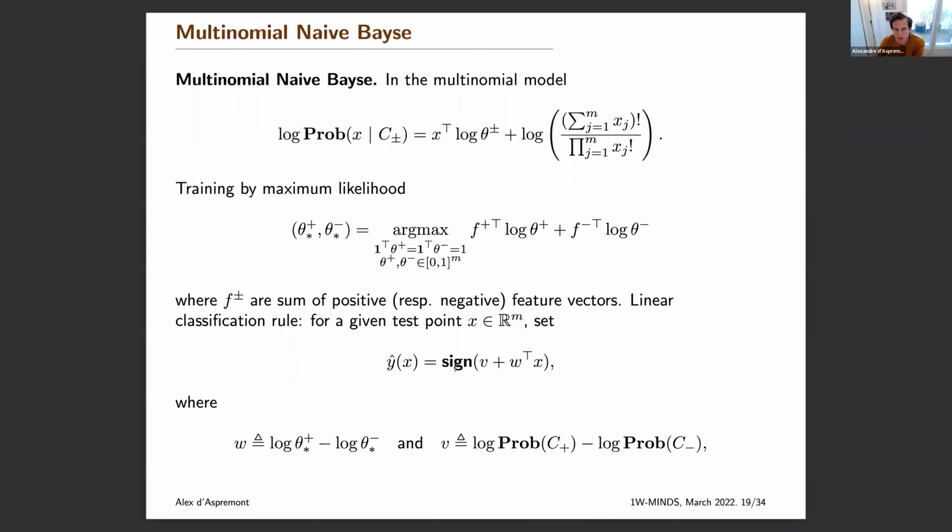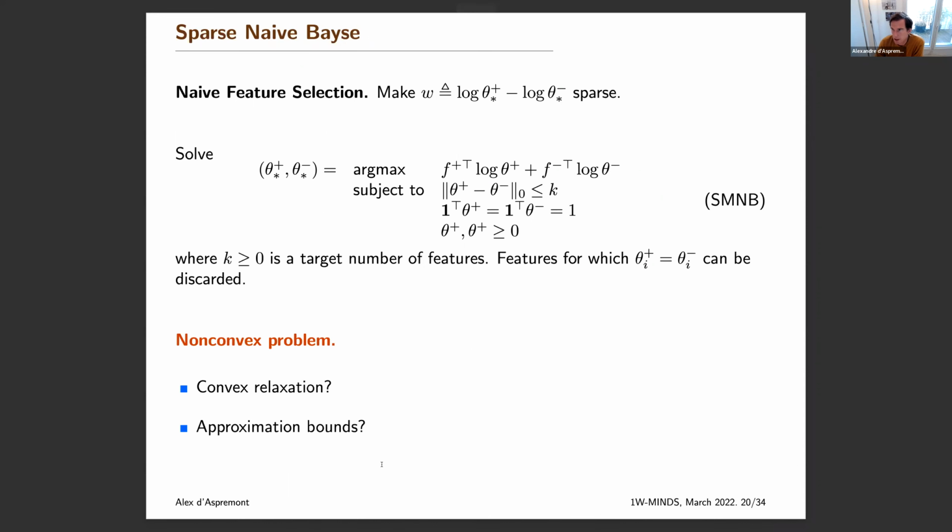Second thing to remember is that no one usually cares, but there is actually a linear classification rule behind the naive Bayes model, and it looks like this. And the vector in this linear model is a vector W, which is the difference between the log of the theta plus vector and the log of the theta minus variables, right? And so this means that if you want to perform feature selection in this naive Bayes model, what you need to do is to add a penalty on the difference of the vectors theta plus and theta minus.